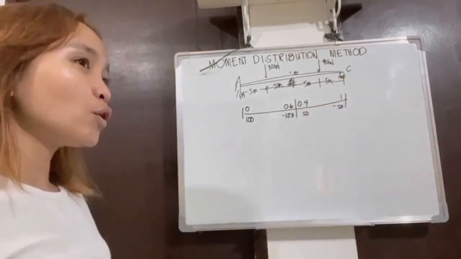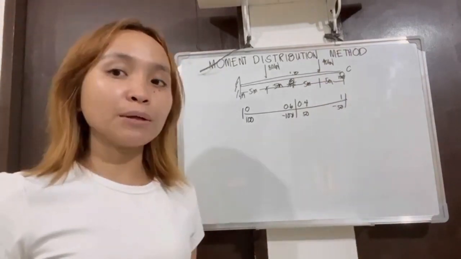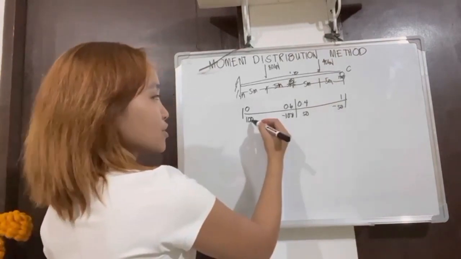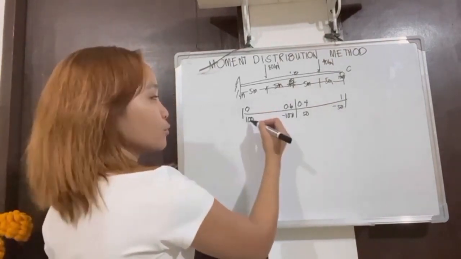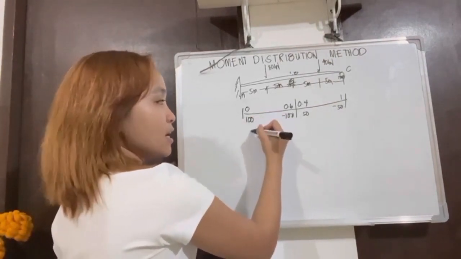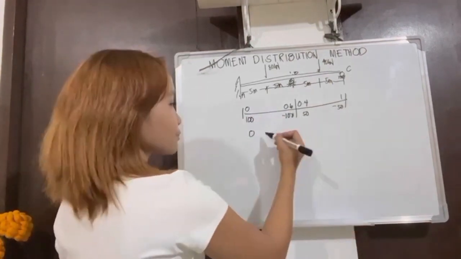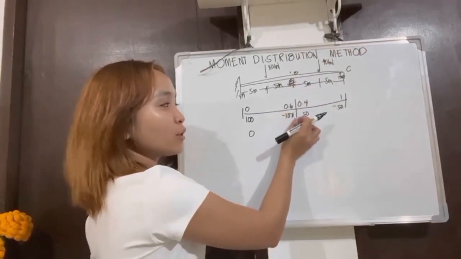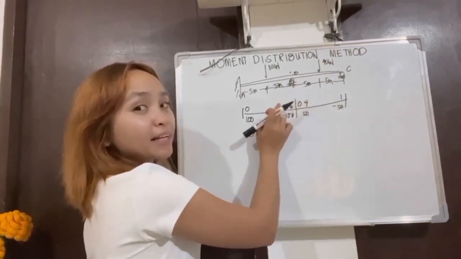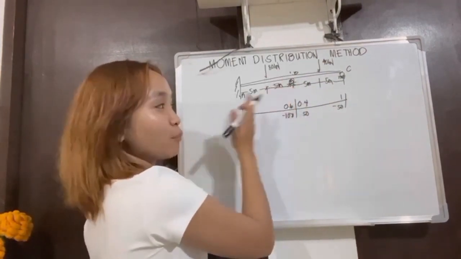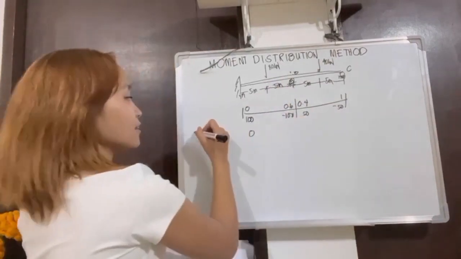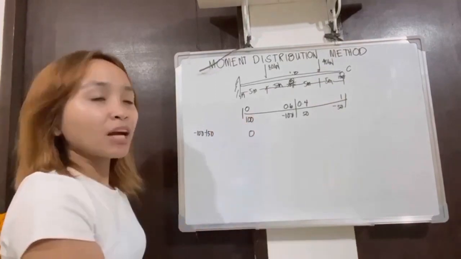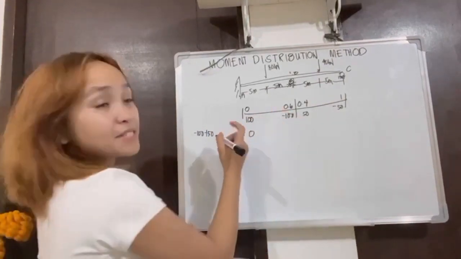First, what we will do is the first distributing method. So, what we will do here is just multiply. So, 100 times 0, so it means 0. So, next, since there is more than one member at the joint, we add them, then multiply by the corresponding portion. So, negative 100 plus 50, then we multiply it by 0.6.